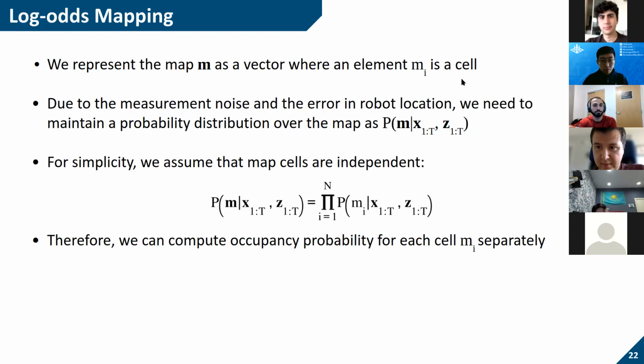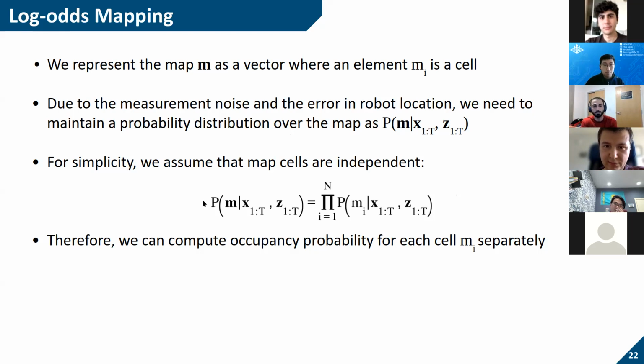I'm not going to delve deep into the probabilities part of it. What I'm going to say, high level, is that since we have noise in the measurements and also in the robot location, we need to maintain a probability for the map instead of having a binary 0 or 1 occupancy value. And so there is a method called log odds mapping, which helps to maintain this probability over time. With new observations coming, we can compute this probability.